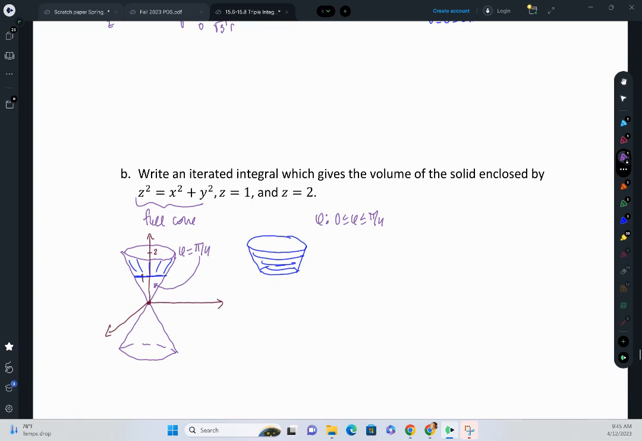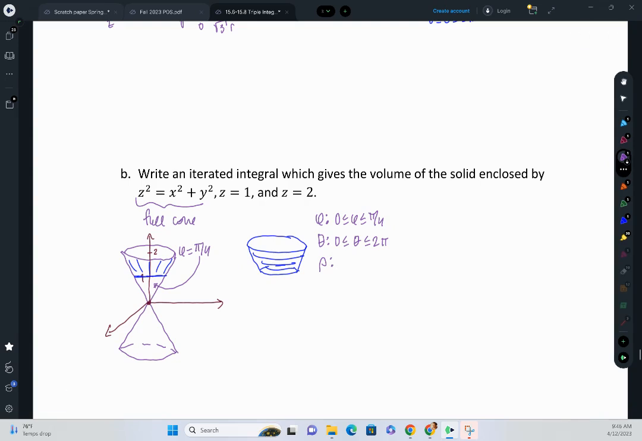Because our dog bowl goes all the way around the z-axis, theta gets to take a full trip around from 0 to 2 pi. Now, we're worried about rho. Rho is definitely changing, and so we've got to figure out how.